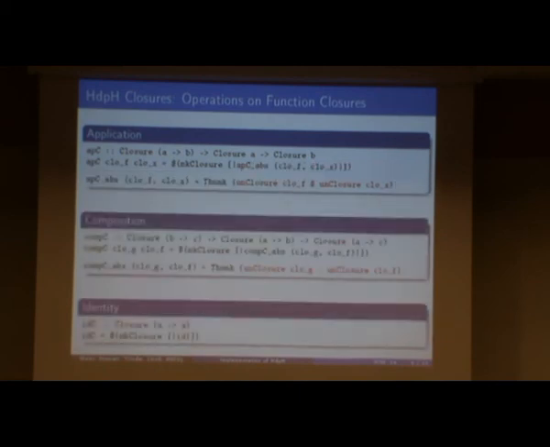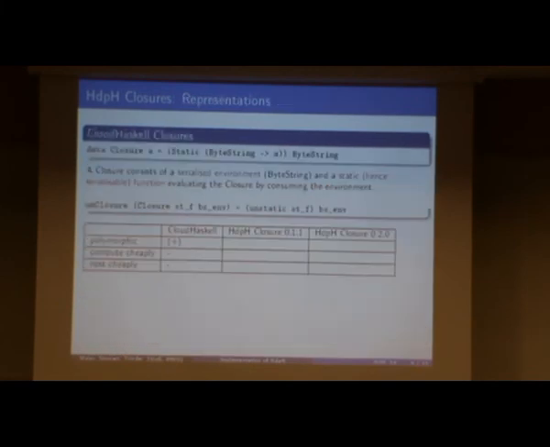So you can also write composition and identity, and it's really just lifting the ID and the top composition through closures in the normal way. And so you basically get the normal properties of function closures as you had for functions. Okay, so I have to go fast here.